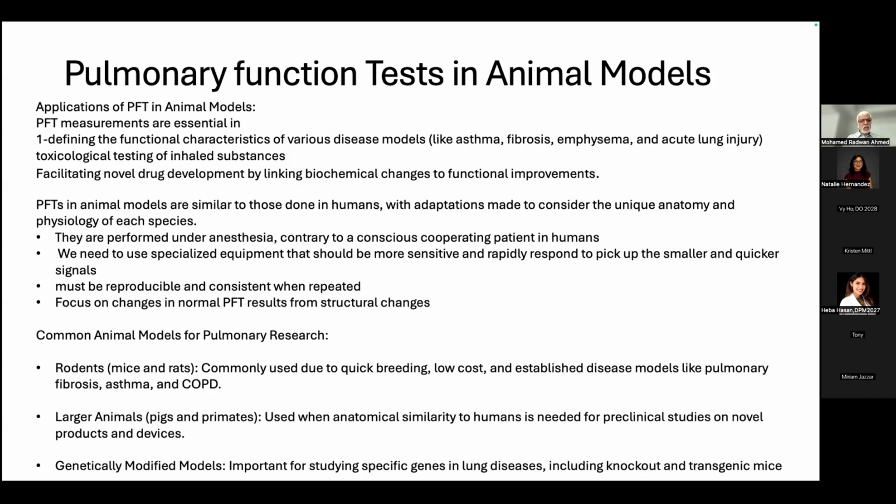And basically we test the same things: tidal volume, expiratory reserve, vital capacity, FEV1, but in different ways than humans. Okay, so we use large animals like pigs and others also, but everything has its own pros and cons, as we will talk about in the animal models.